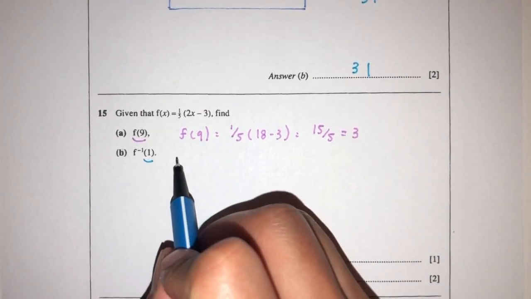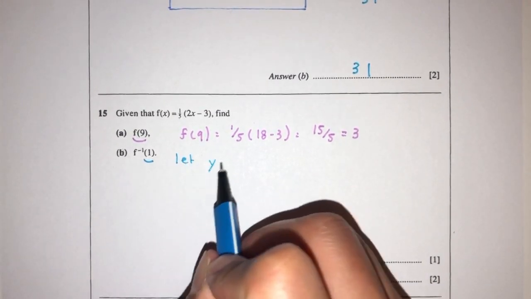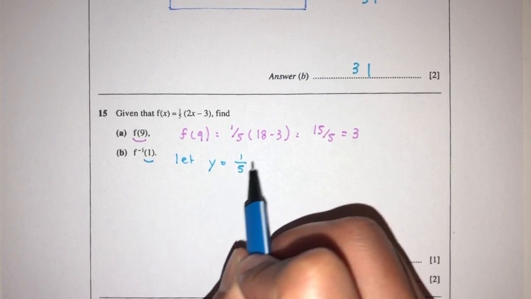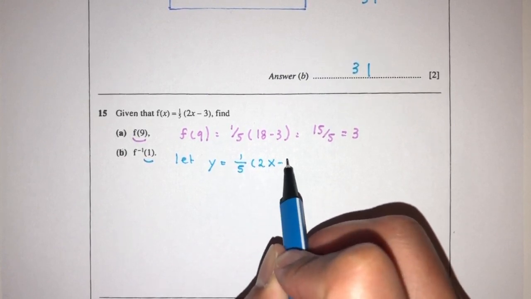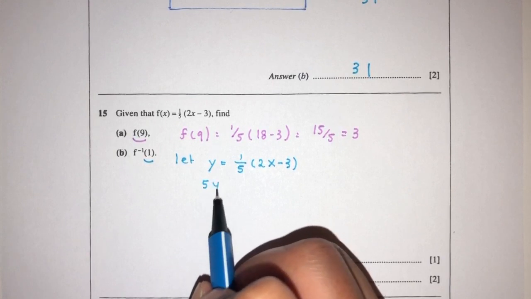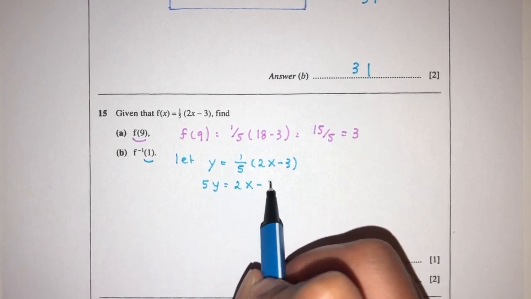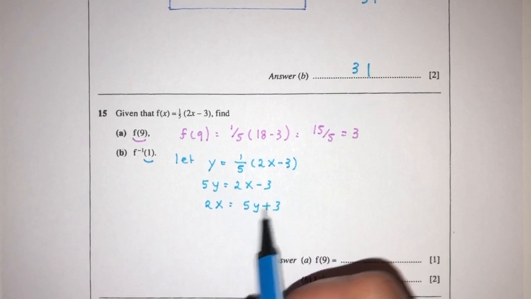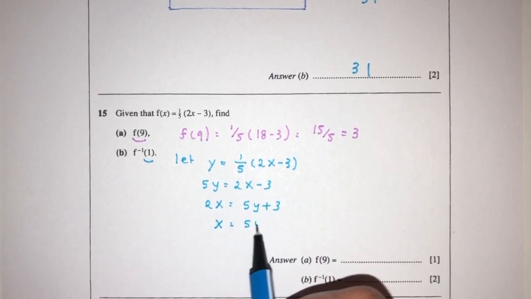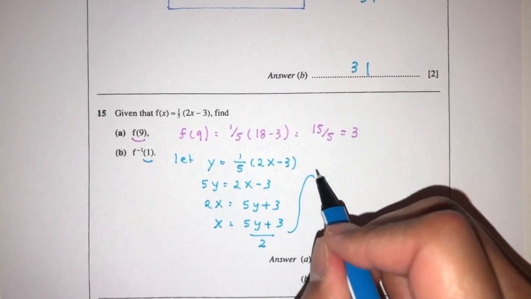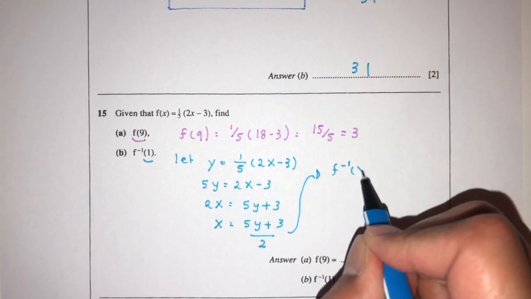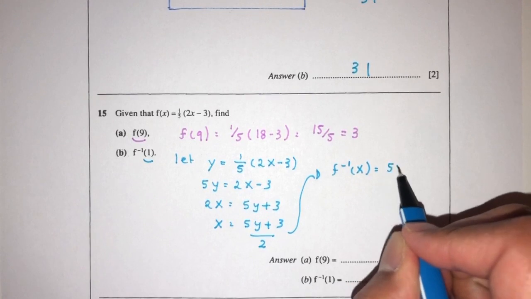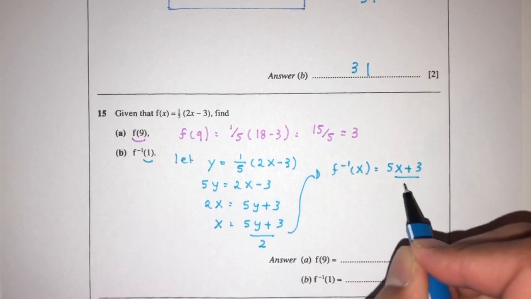So let's first find f inverse. Let y equal f of x. That will be y equals 1 over 5 times (2x minus 3). That will be 5y equals 2x minus 3. So 2x will be 5y plus 3. So x has to be (5y plus 3) over 2. So in the end, we know that f inverse of x has to be (5x plus 3) over 2.